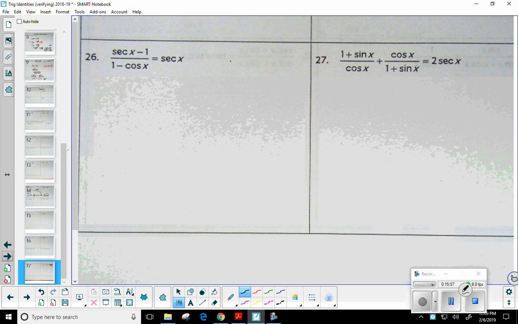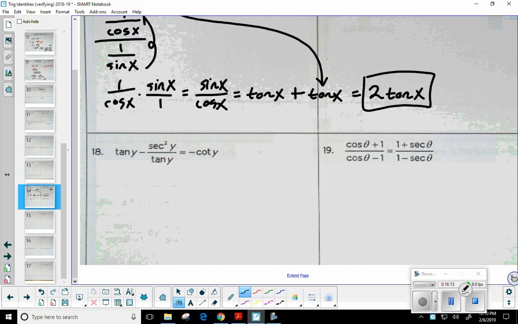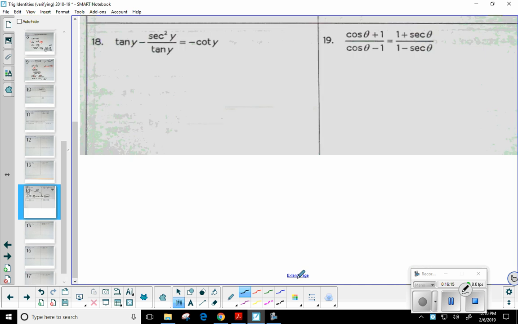All right. So what would you like to work? 16? Didn't we just do 16? 18. Okay. 18. Tangent of y minus secant squared y over tangent y equals negative cotangent y. They can't just cross out because of the minus. Now, if we were multiplying, absolutely.